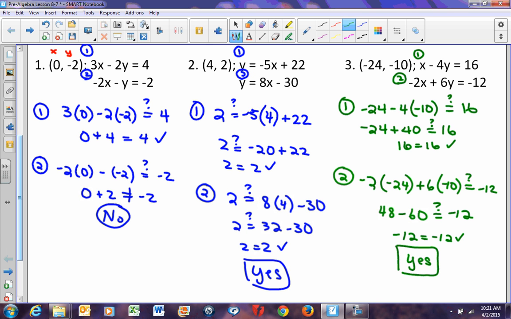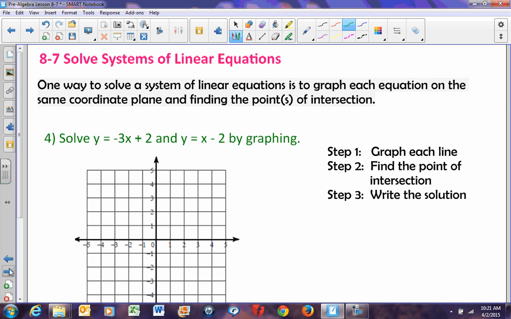So that's one way to find out if a coordinate pair is a solution to your system: you just plug it in to see if it solves the system of equations. If it does, then it is. If it doesn't, then it doesn't. The second way to do it is to graph. One way to solve a system of linear equations is to graph each equation on the same coordinate plane and find the point or points of intersection.